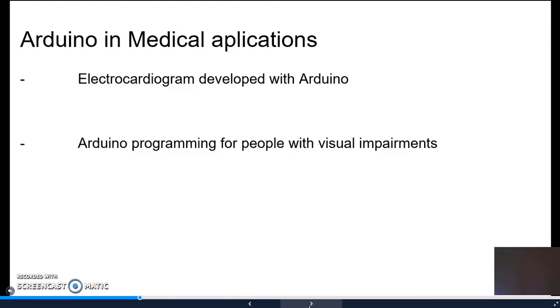Electrocardiogram developed with Arduino. Fans of programming in Arduino decided to develop a digital electrocardiogram which monitors the heart rate of people.